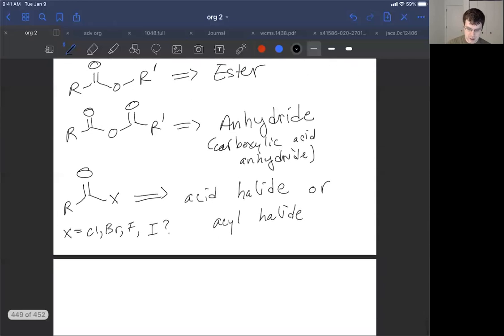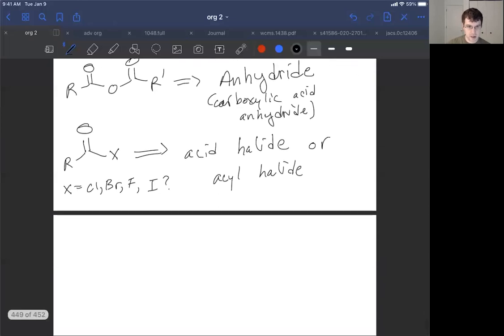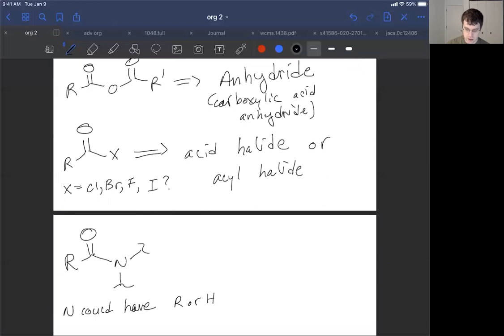Okay, and then the last derivative is one where we replace the O with a nitrogen, and then we can have groups hanging off the nitrogen. So nitrogen could have R or H. Now this group has a name that's spelled this way, and depending on where you are in the world, this is an amide or an amide.